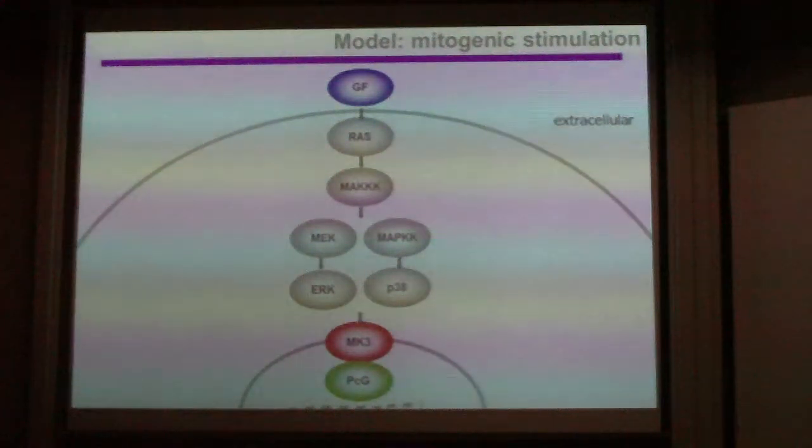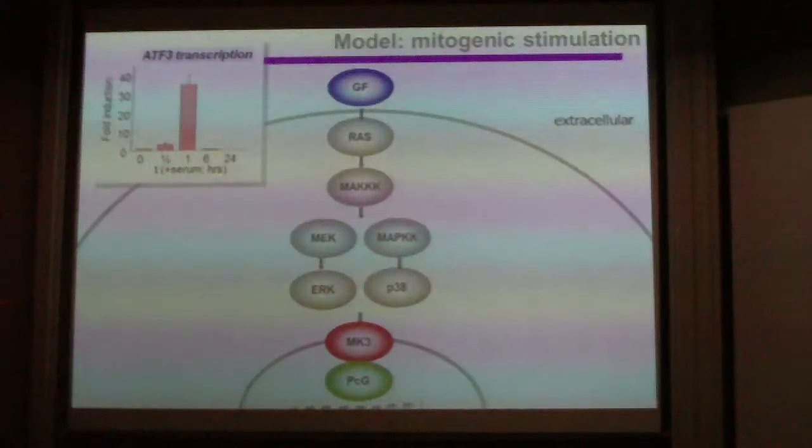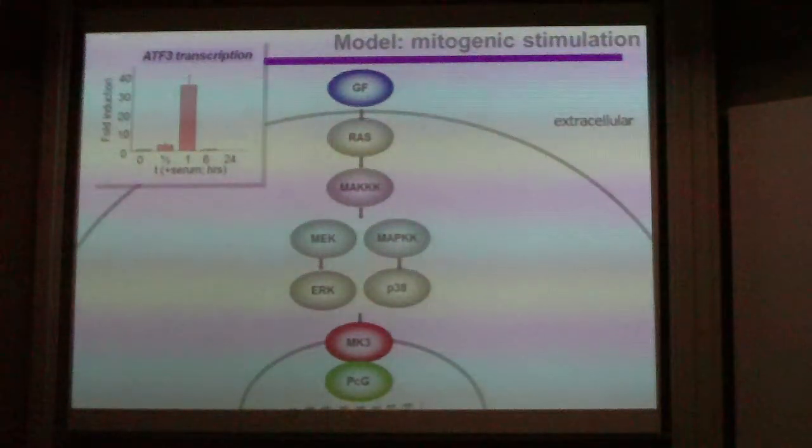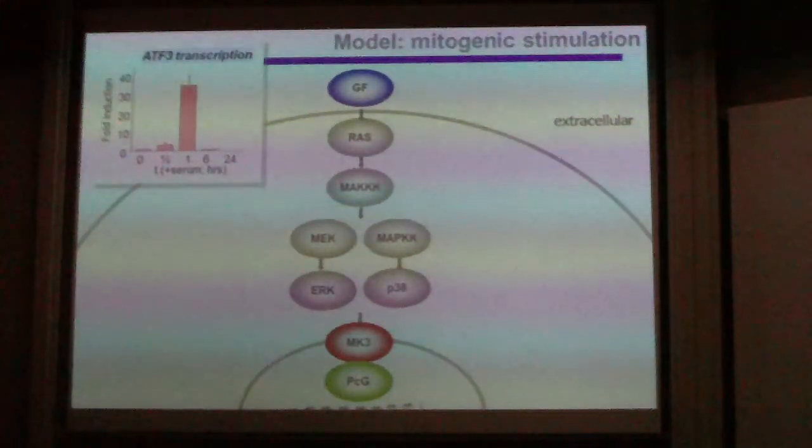So to investigate this, we would like to have a readout of the system. And because we knew that there is a gene called ATF3, an immediate early gene that responds to mitogenic stimulation, and in addition to that, it's also a target gene, this was used as a readout to study the system. So here is a little picture to show you the expression.